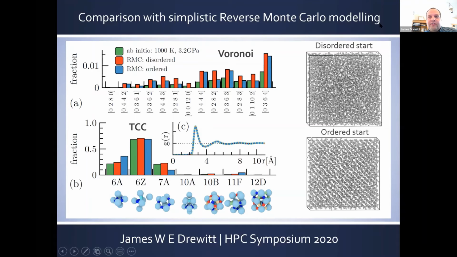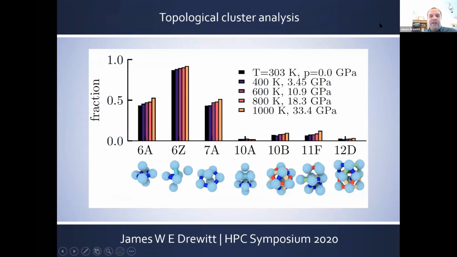So now, considering the ab initio trajectories just above the melting curve, this figure tracks how the topological cluster features change as we move from low to high pressures and temperatures. And so with increasing temperature and pressure, the abundance of larger motifs increases, where the five-fold symmetric partially icosahedral 10B unit and the crystalline 11F unit both stand out, as their abundance almost doubles from low to high pressure and temperature conditions.